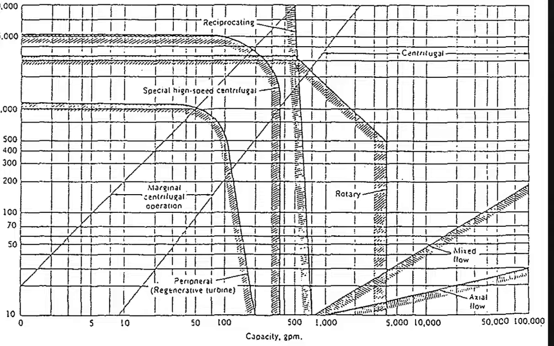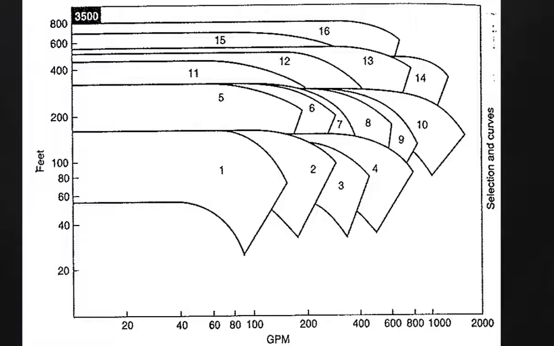So for example, look at the actual flow, look at the types of flows that are achieved versus a reciprocating type pump. Look at the range where centrifugal pumps usually tend to operate. Compare this with a marginal centrifugal operation instead. Okay, so go through this and see that you more or less have a feel for different types of pumps.